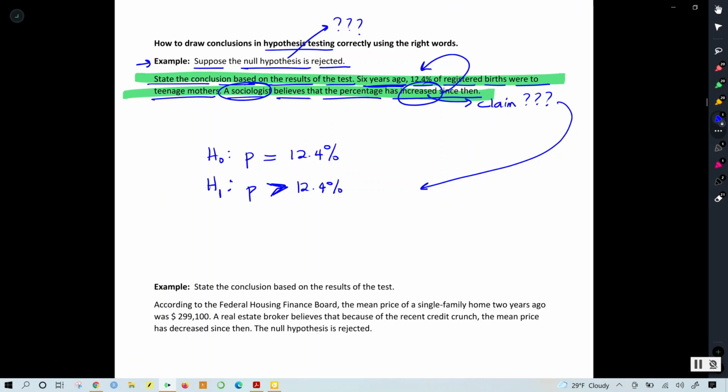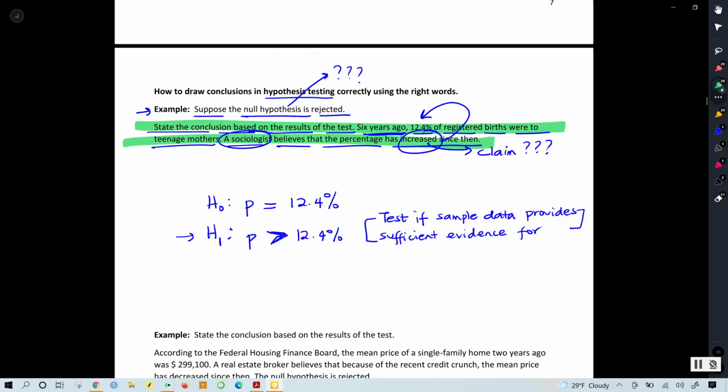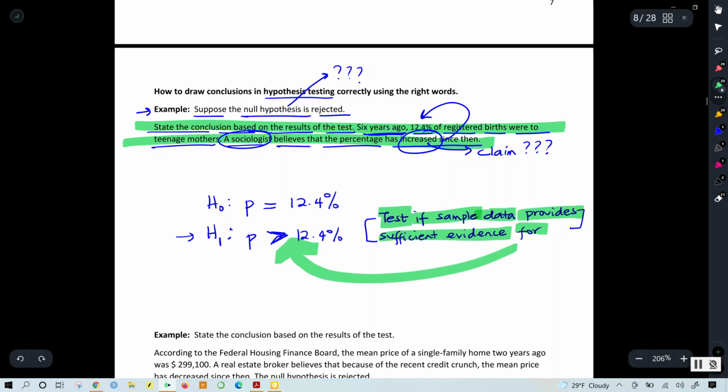So now that I have the null and the alternative hypothesis set, I have to remind myself that the alternative hypothesis is the one I want to test, to see if the sample data that's just been collected, the fresh sample data, provides sufficient evidence for this alternative hypothesis that I want to test, which is the claim.